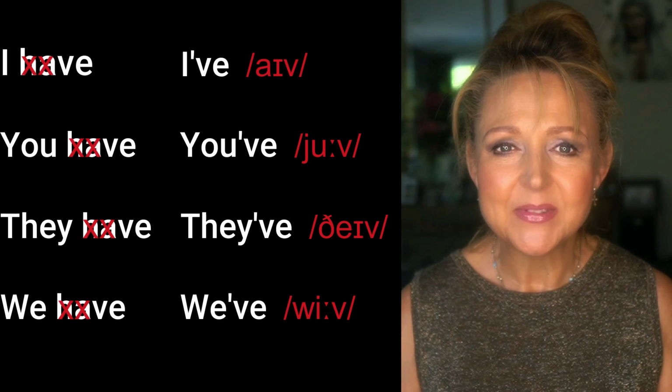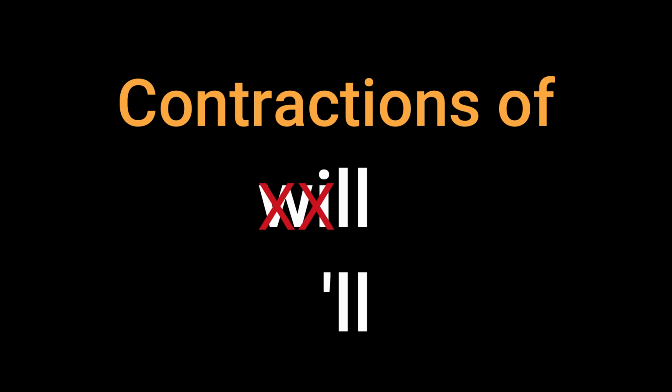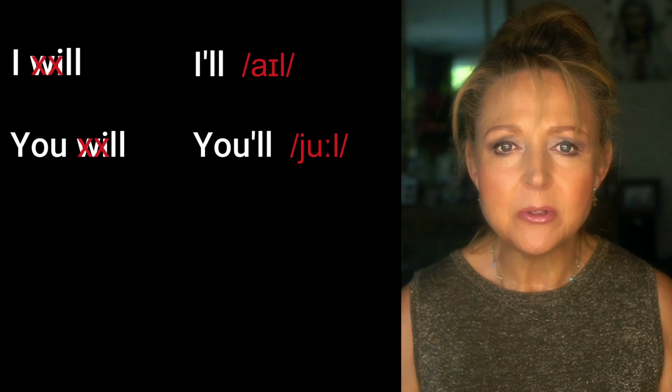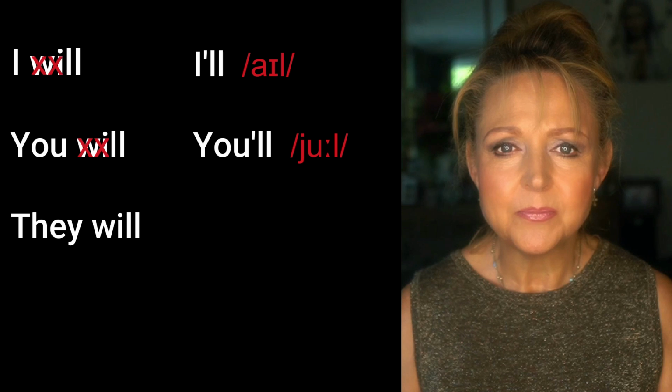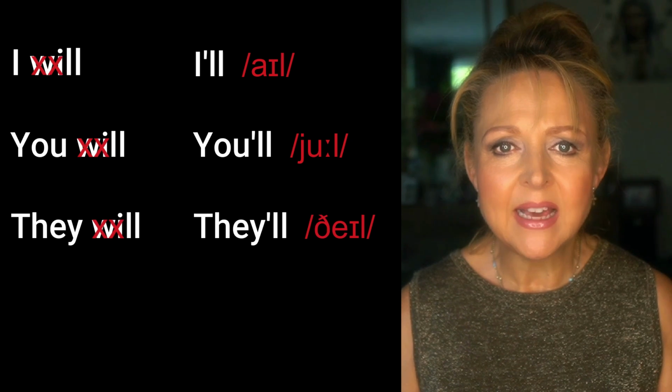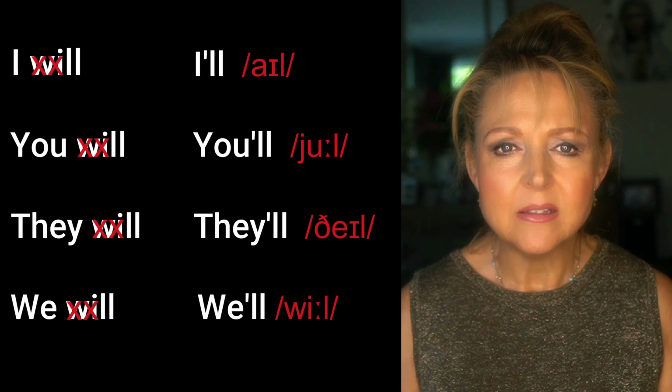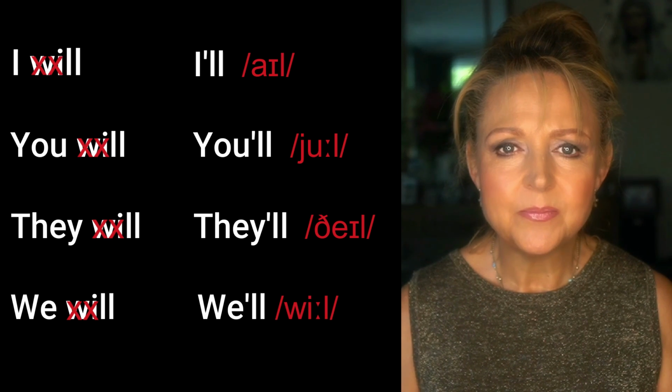Now for contractions of the verb will, where we replace the w or the wi with an apostrophe. I will becomes I'll. You will, you'll. They will, they'll. We will, we'll.